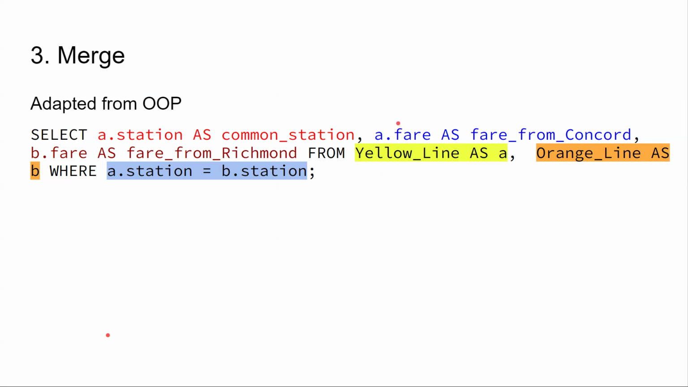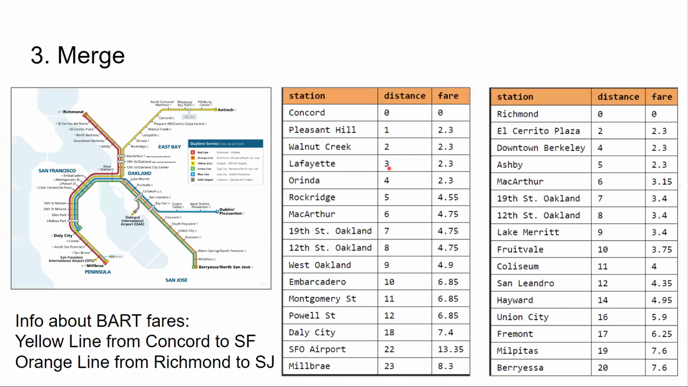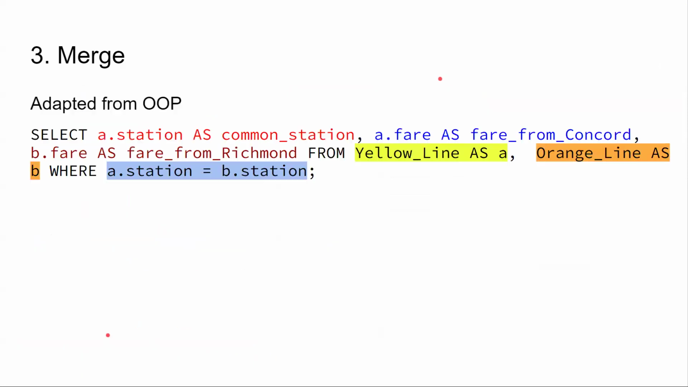But because I have a column called fare from the table Concord and the same name from the table Richmond, when you only say fare, the computer doesn't know which column you're referring to, so this will be ambiguous. So I have to say A.fare as fare from Concord and B.fare as fare from Richmond, from two tables. One is yellow line, one is orange line, and I can make it a nickname.